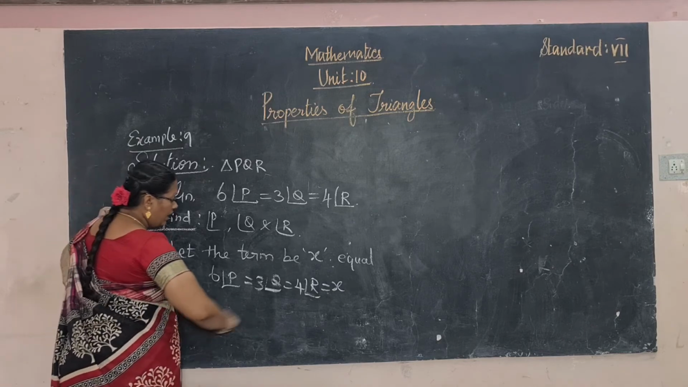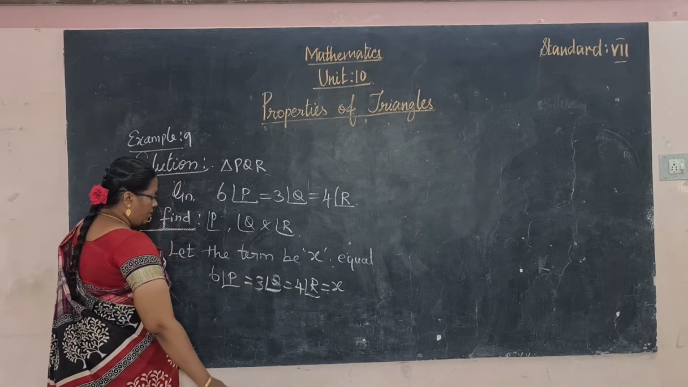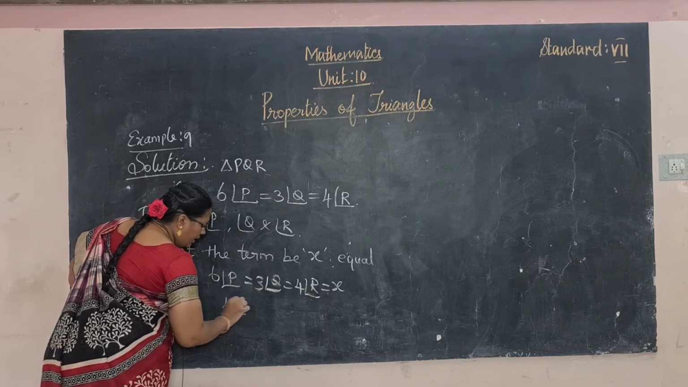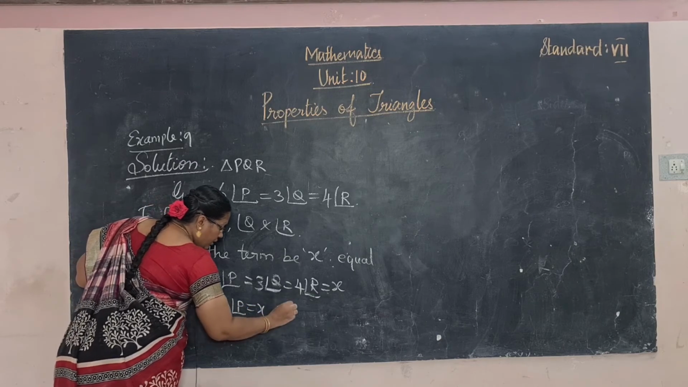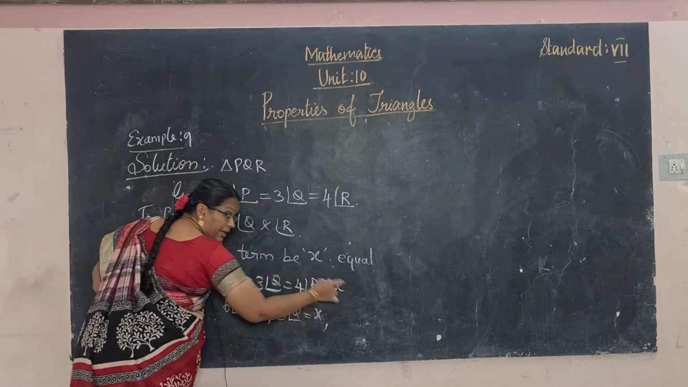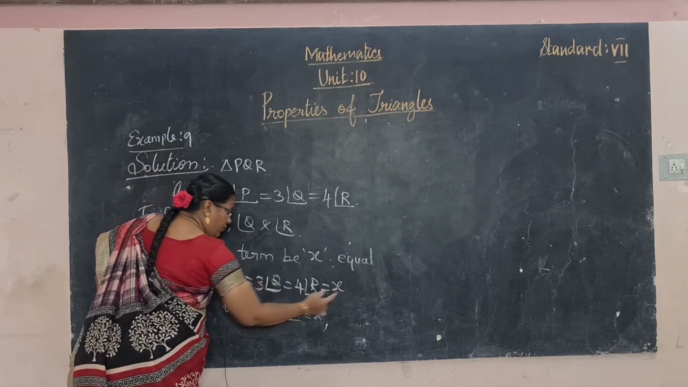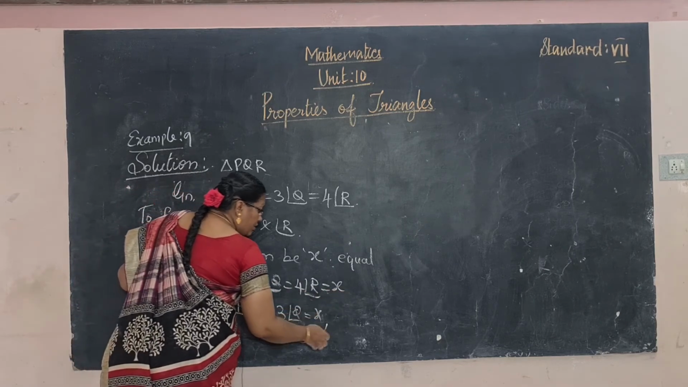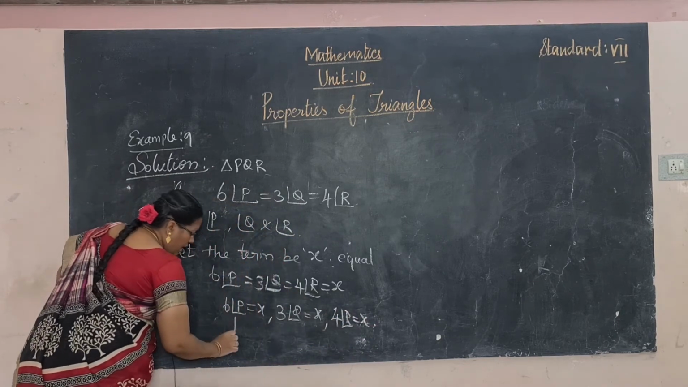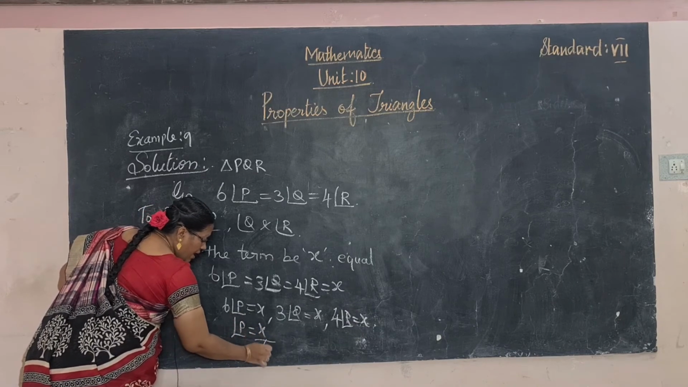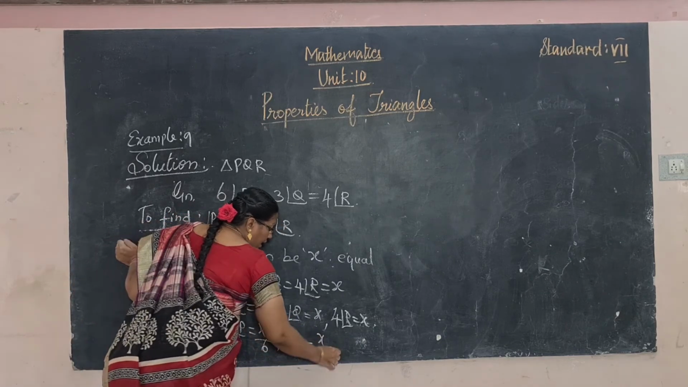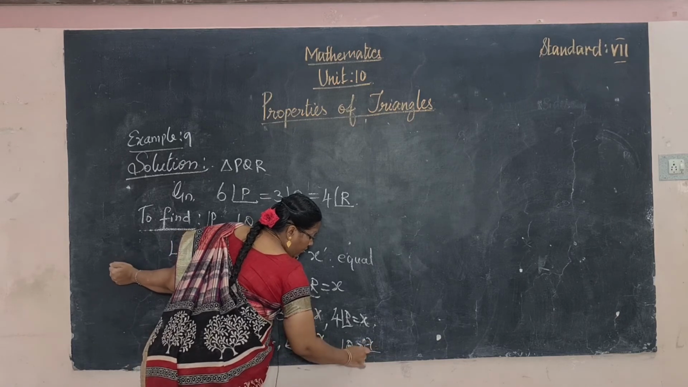Now equating each term to X. So 6 angle P is equal to X, 3 angle Q is equal to X, and 4 angle R is equal to X. So angle P can be written as X by 6, angle Q is equal to X by 3, and angle R is equal to X by 4.